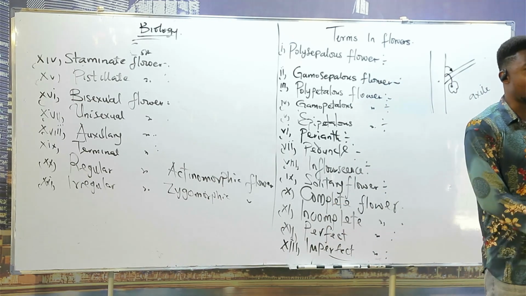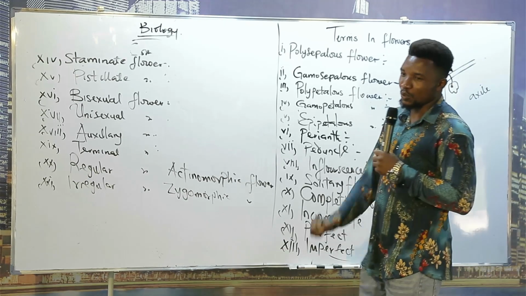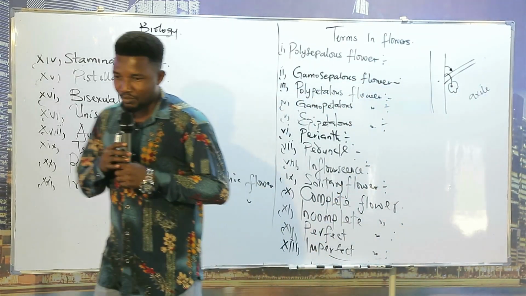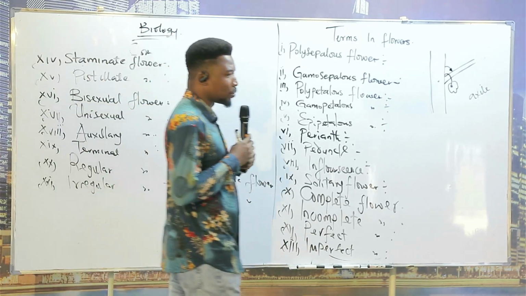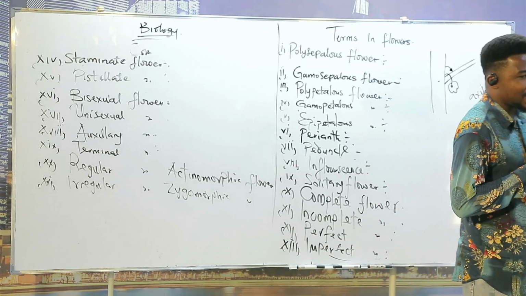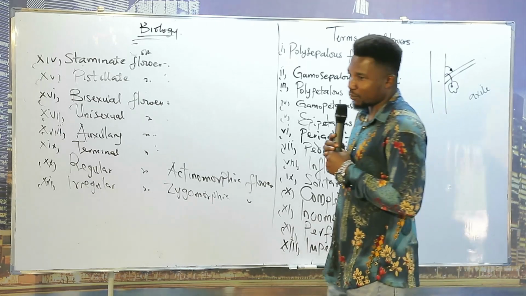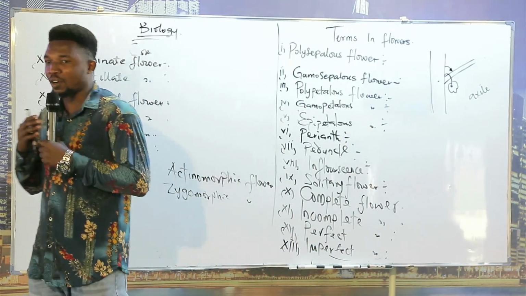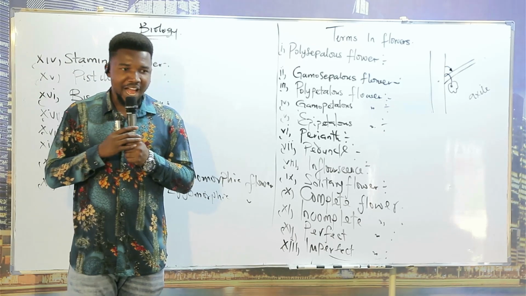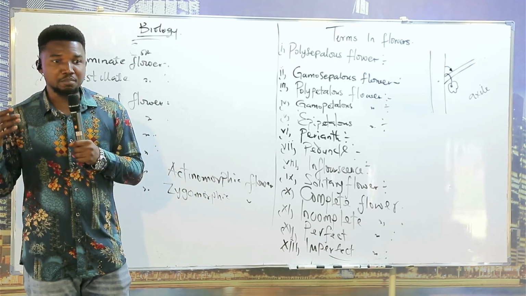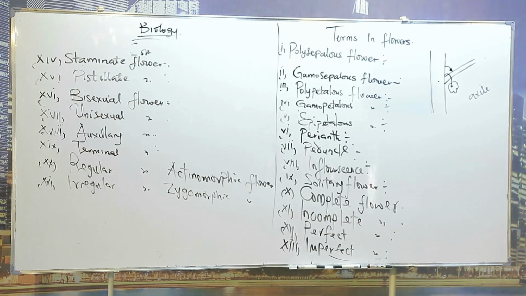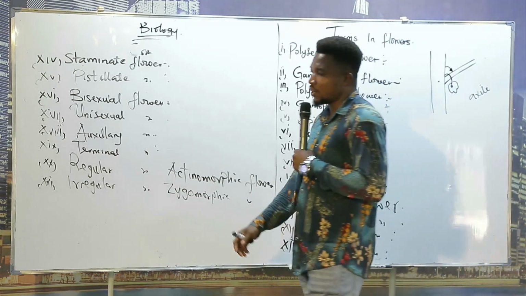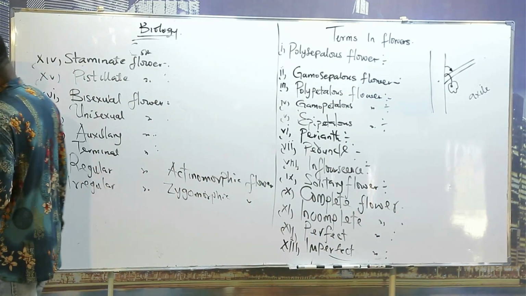Just know that we have not completed the terminologies in flower. We have flowers that remain closed for self-pollination too. They are called the cleistogamous flower. We even have the protandrous flower, where the anther grows before the stigma. There is one where the stigma grows before the anther. Or we can say the pistil grows before the stamen. So we even have the ones that grow at the same rate, which is the isogamous flower. So we are going to discuss all these when we come.